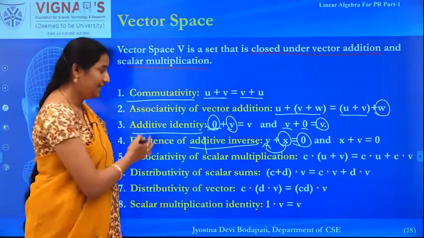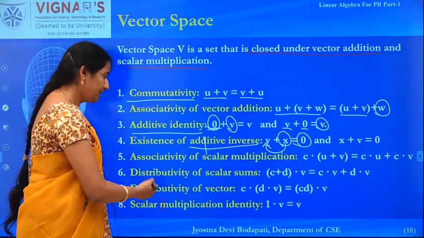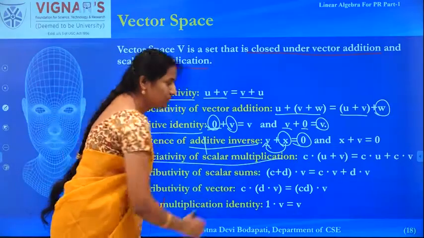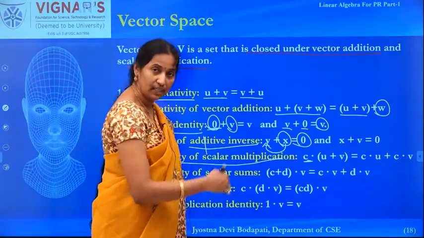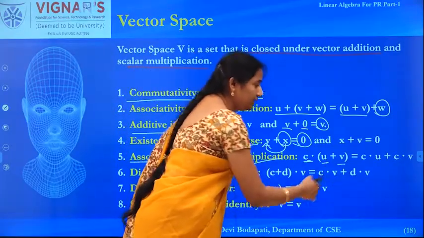So that is what the additive inverse of the given vector is. And similarly, associativity of scalar multiplication. So consider the scalar C. So C is a scalar and U and V are the vectors.